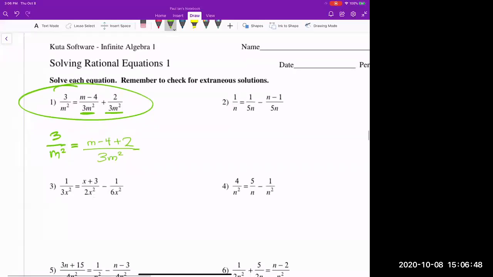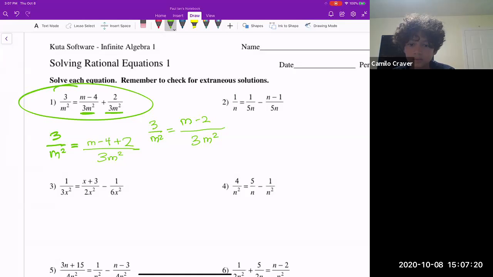And then I would probably just do the arithmetic first. So 3m squared. M minus 4 plus 2 is minus 2. Minus 4 plus, yeah, minus 2. And then the 3m squared. So what do you do with this now? How do you solve for m? Plus 2.